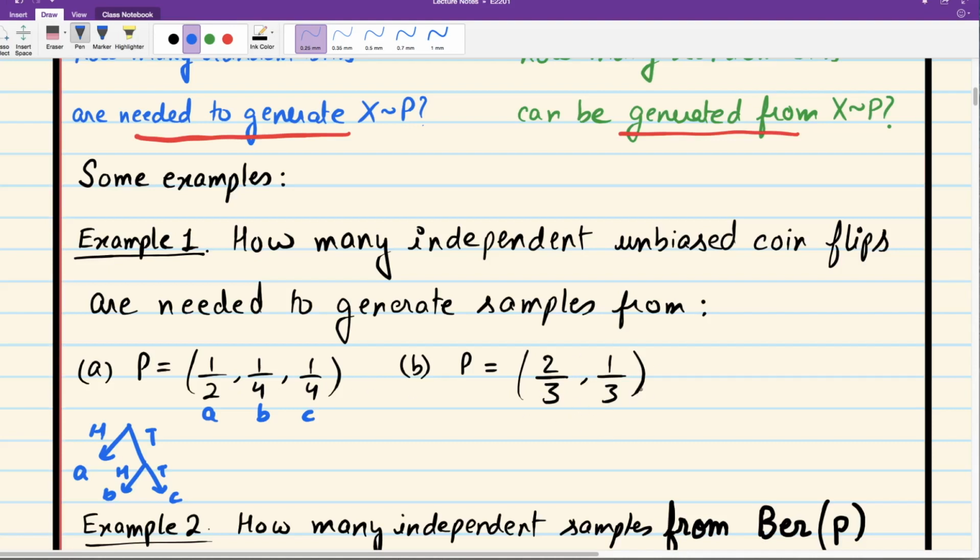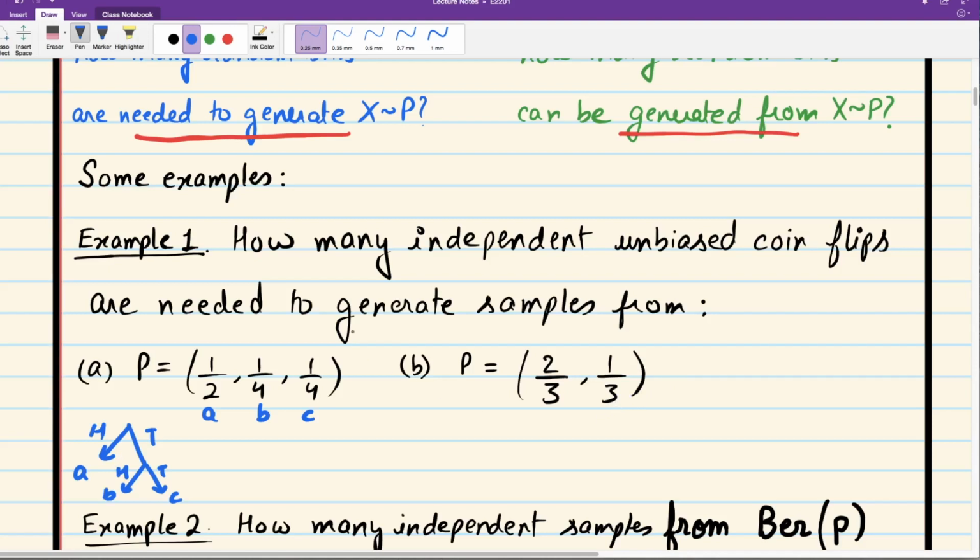Now, how about this one? How many coin tosses do you need to do to generate a sample from this? If you think of a procedure like the one we have here, you will soon realize that to get a probability like 1 over 3 out of an unbiased coin, which has probability half, you may need infinitely many samples.